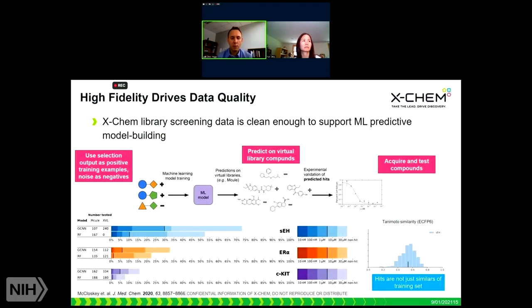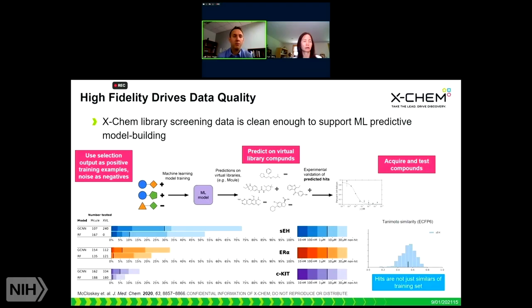Additionally, if you can synthesize a high fidelity library, high fidelity DEL, it can help drive machine learning endeavors. So we published this last year in the JMedChem with some collaborators with Google. We used our library screening data to support machine learning prediction models. So the high fidelity libraries that we can make are clean enough to do this with machine learning.